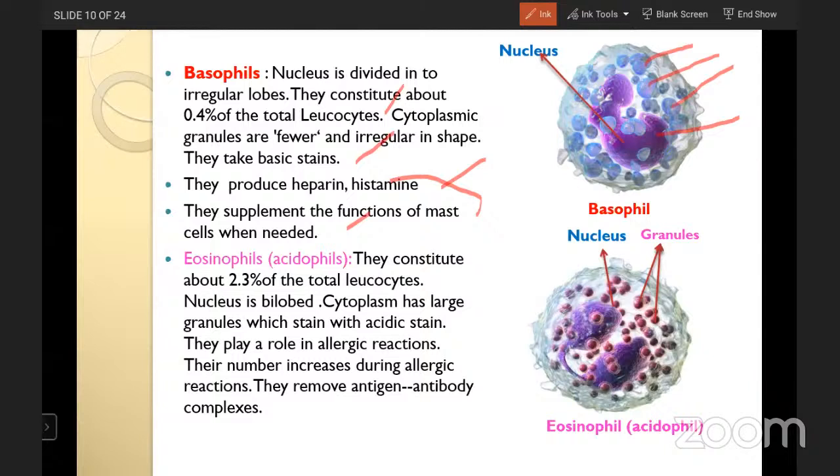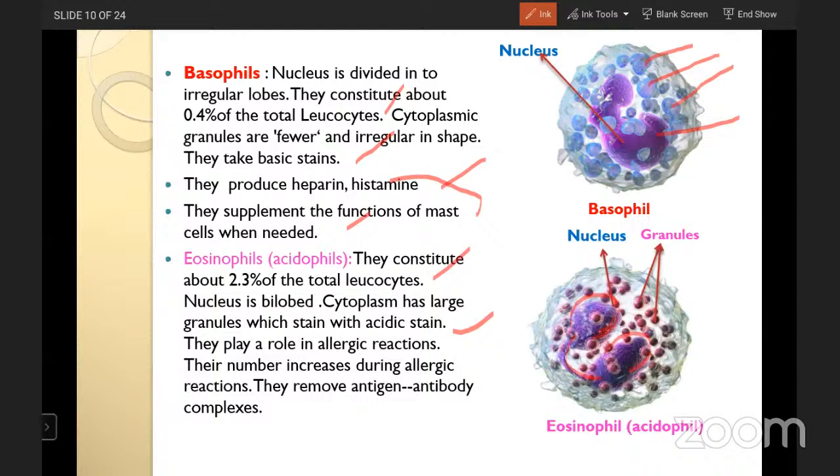Now coming to the eosinophils or acidophils. They constitute about 2.3% of total leukocytes. The nucleus is bilobed. How does the nucleus look? Bilobed means this is one lobe and this is the second lobe. But in the case of basophils, we are not able to divide them; it is irregular in shape. Eosinophils stain with acidic stain. They take the acidic stain.